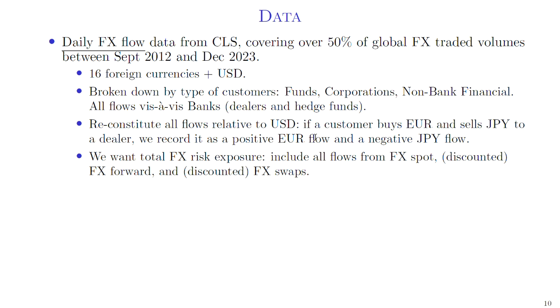And we're going to reconstitute all the flows relative to the US dollar. That means if a customer buys euro and sells Japanese yen to a dealer, we're going to record it as a positive euro flow and a negative Japanese yen flow. Now, here we prove in the paper that there's nothing special about the US dollar. You can change the numeraire currency, whatever you like, and you're going to get the same results regardless.